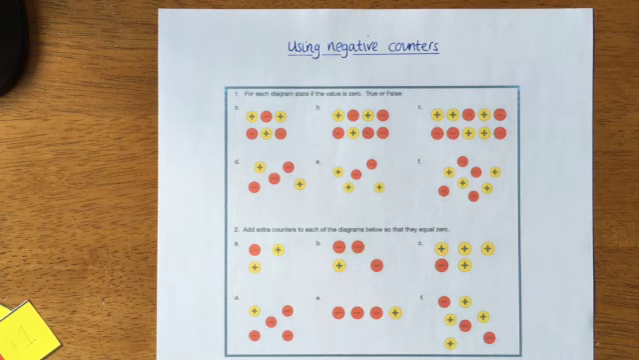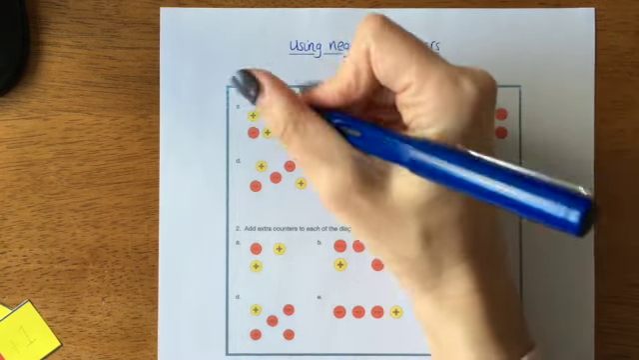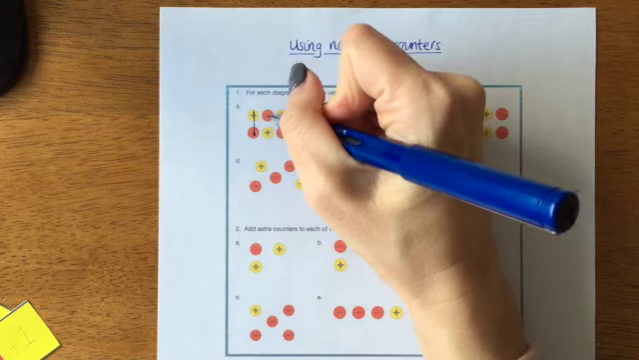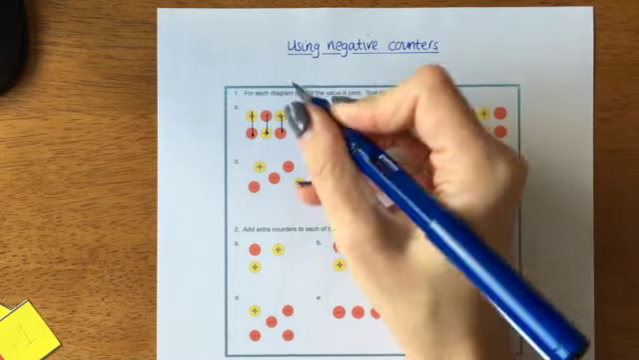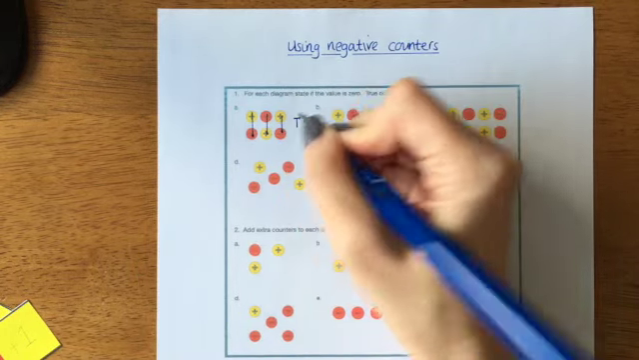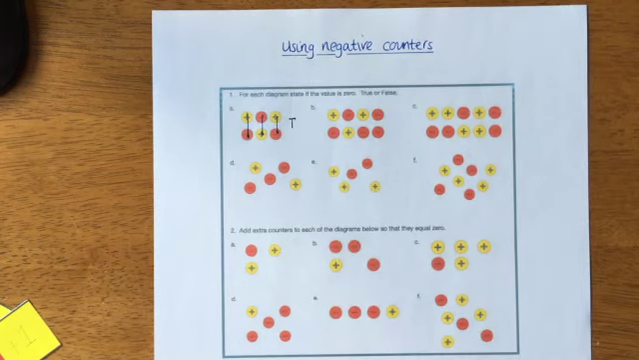So for the first question, it's asking us for each diagram, state if the value is 0, true or false. So what we have to do is look for pairs, aren't we? We know that a positive and a negative will make 0. So I have a pair here, so that's going to make 0. So's this, so's this. So this one is true, because all our pairs make 0s.